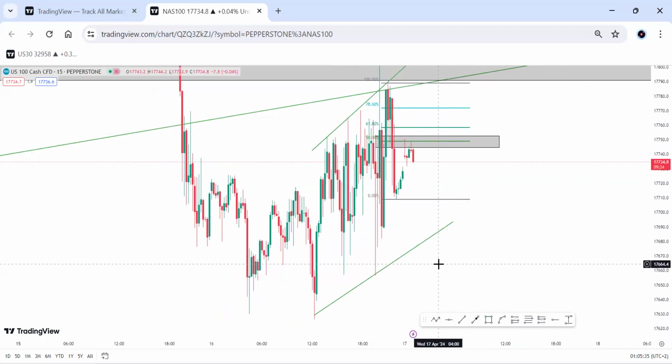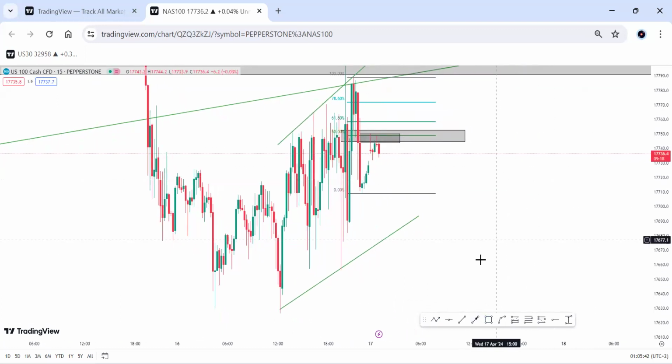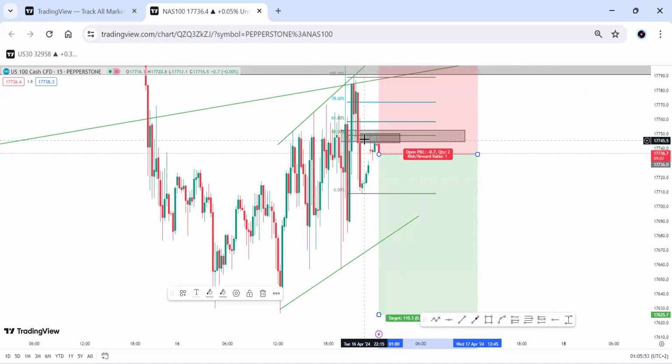You can see how the market is basically just melting from that zone, right? See how the market is just melting from the zone. You can see that the market is basically printing out a beautiful bearish candlestick, which now could confirm that Nasdaq will be going to the downside, right?